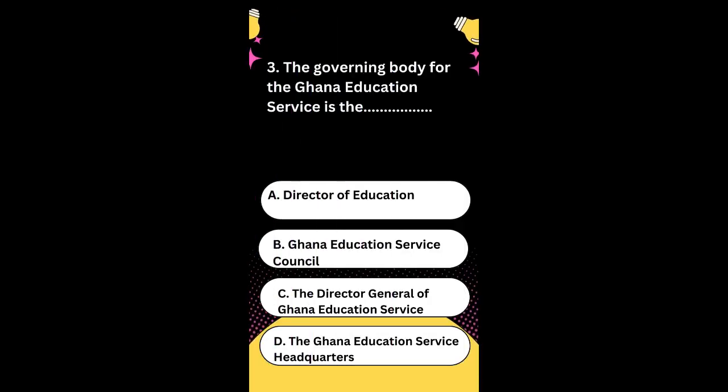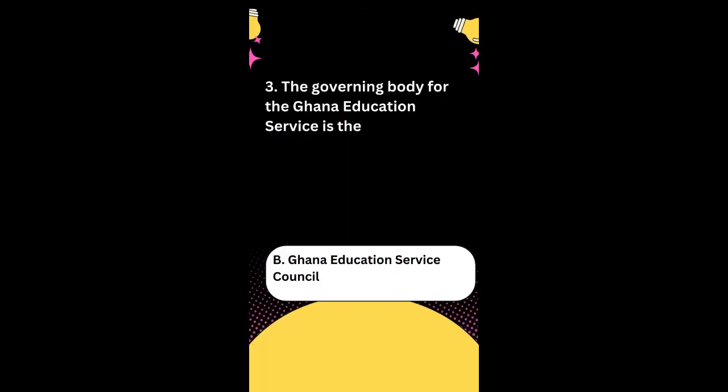3. The governing body for the Ghana Education Service is the A. Director of Education. B. Ghana Education Service Council. C. The Director General of Ghana Education Service. D. The Ghana Education Service Headquarters. The correct answer is B. Ghana Education Service Council.